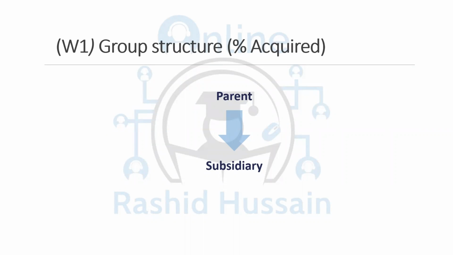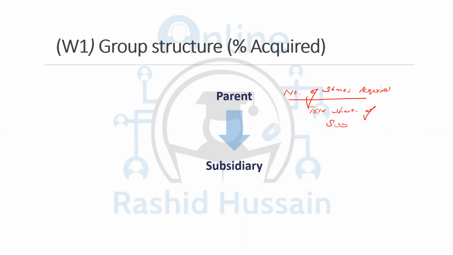Working number one is actually the group structure, how much percentage the parent has acquired in the subsidiary. Usually this is given in the exam. If it is not given, then you need to calculate it. Now, how can you calculate it? The simplest formula is taking the number of shares acquired divided by the total shares of the subsidiary.